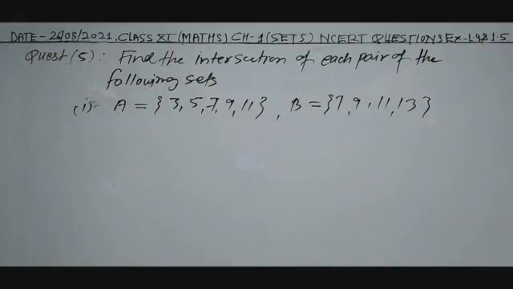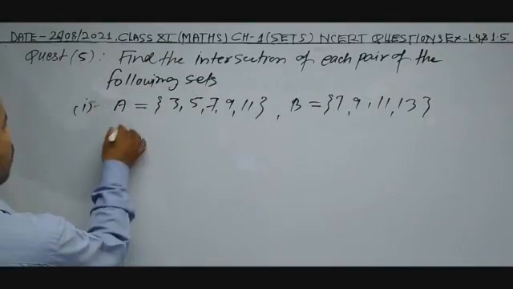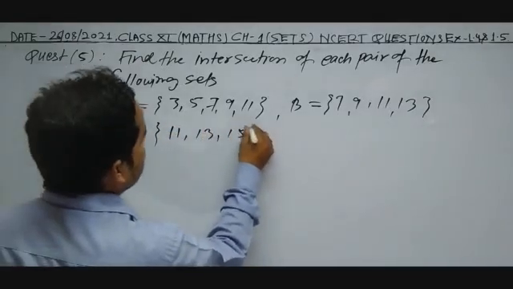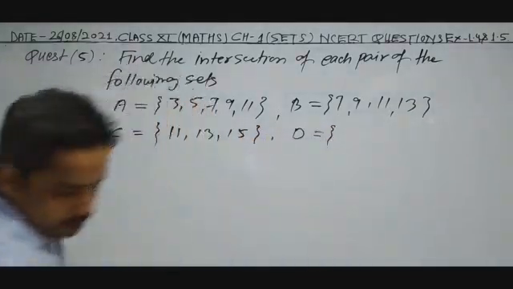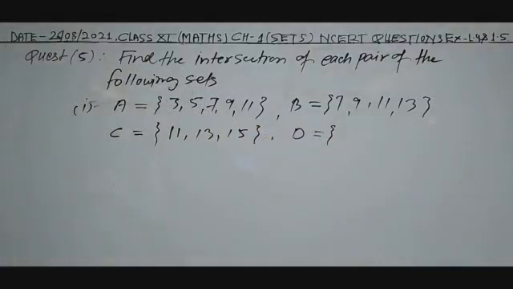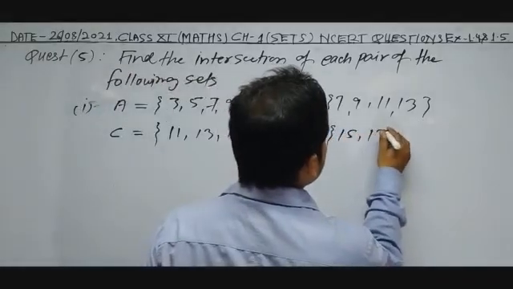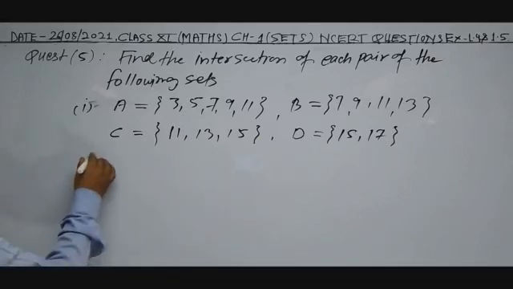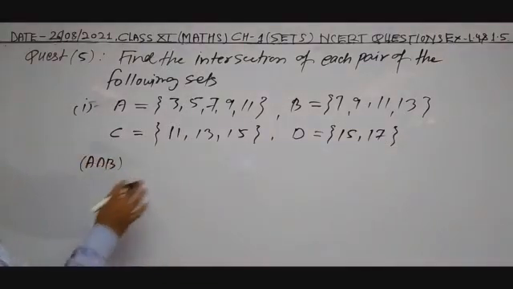And C is equal to 11, 13 and 15. And now D is equal to 15 and 17. Now in this question we have to find, suppose, A intersection B.